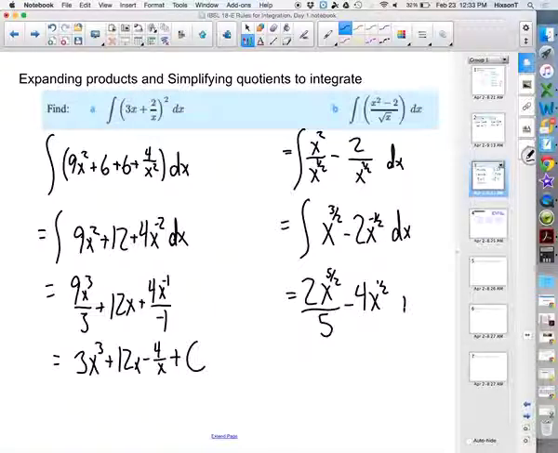And then, let's see. There's nothing really to simplify here. We can leave it like that.